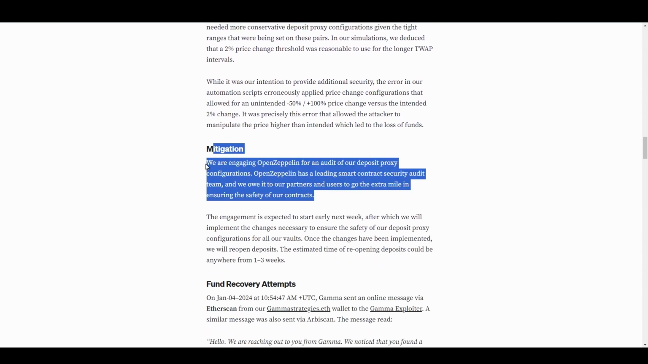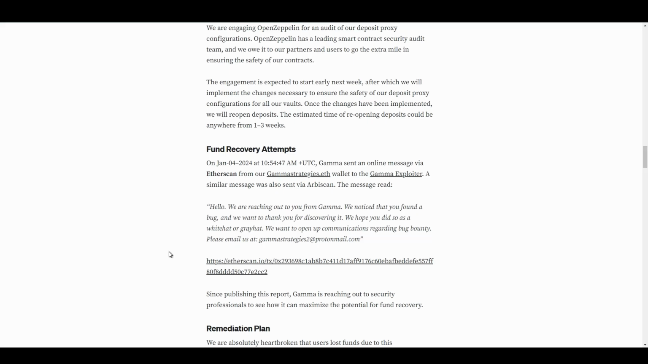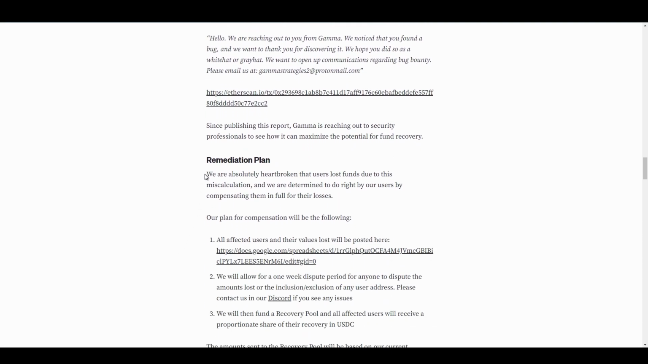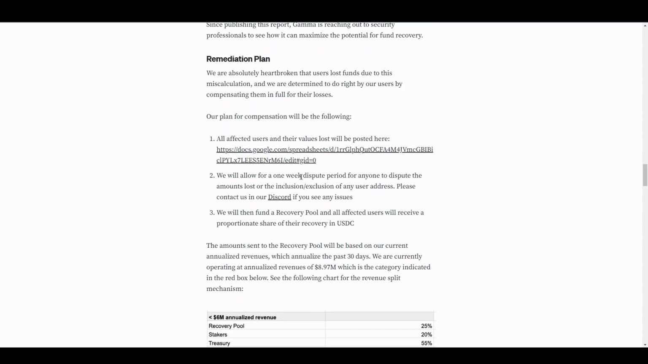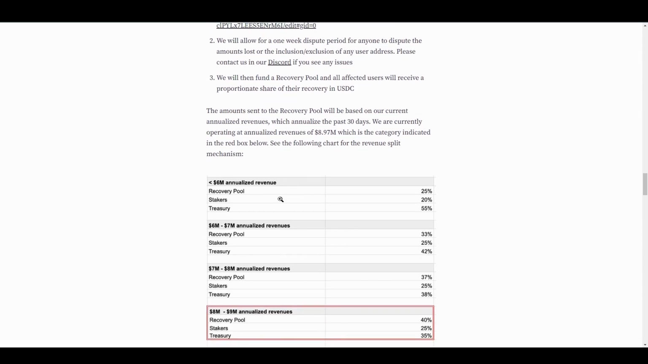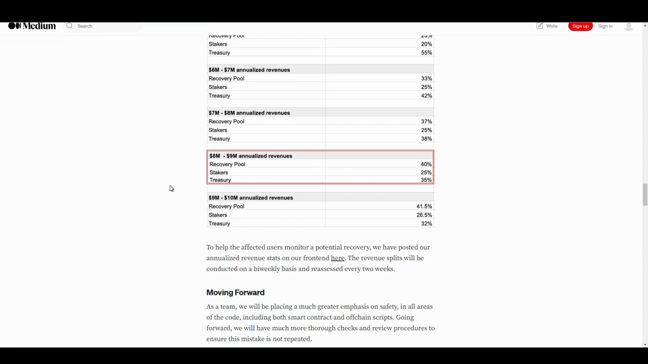So they have some mitigation plans that they're going to use Open Zeppelin to audit their deposit proxy configs. And once the changes have been implemented that fix it, they'll open all deposits. So they're also going to be helping people with their recovery. They are going to be contributing all affected users, and their values will be posted here on a spreadsheet. So if you are affected or know somebody, please tell them to come to the postmortem and see that their deposit matches what's on this Google spreadsheet. Okay, they'll allow for a 1-week dispute period, and then they will fund a recovery pool. All right, so details in here, which I'll post in the Discord.